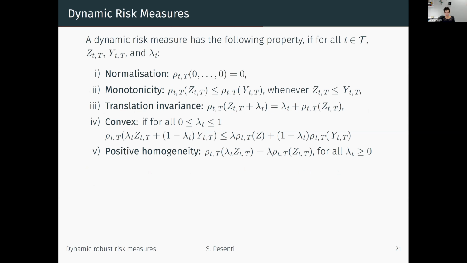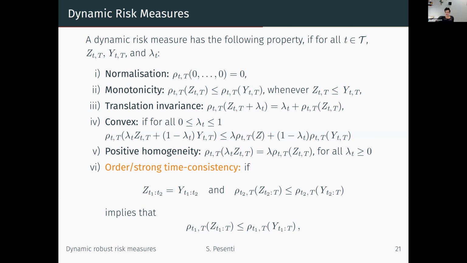If you have these dynamic risk measures, you can again think about desirable properties of dynamic risk measures, and these are very similar to the static case. You can think about normalization, convexity, positive homogeneity, and coherence. The only difference is that we have to be careful because the risks are now random variables. But the interpretation is exactly the same as in the static case.